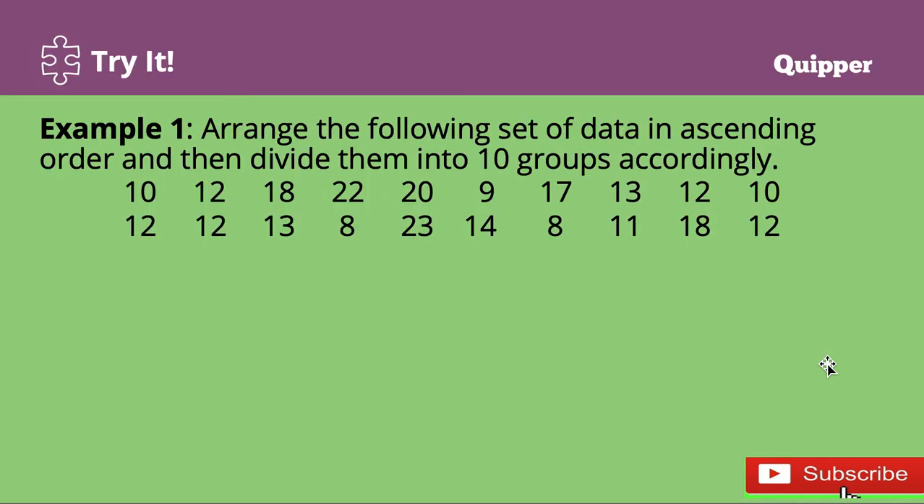Okay, let's try examples of the deciles for ungrouped data. Example number 1. Arrange the following set of data in ascending order and then divide them into 10 groups accordingly. These are the 20 data.